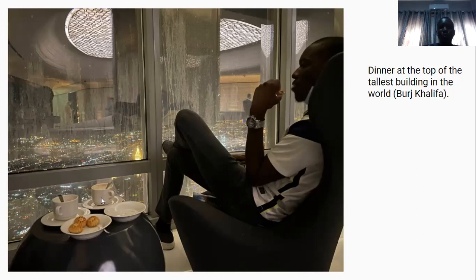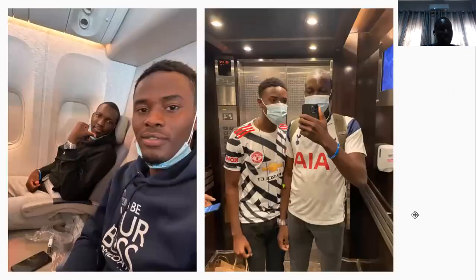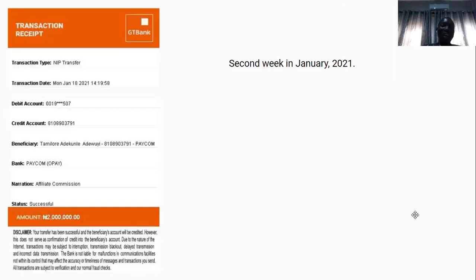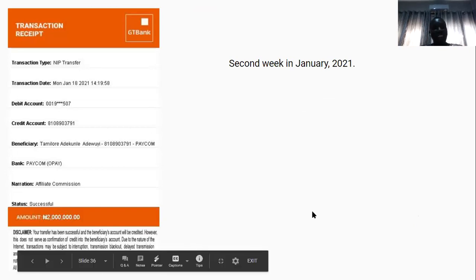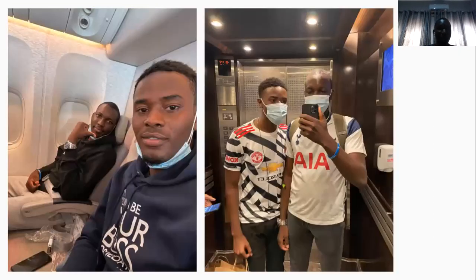So you would learn a whole lot, be able to visit places, and make good, decent money. I wish I could have so many pictures. See, making 2 million in a week, and I know there are more proofs. I want to show you more screenshots of earnings, but then I feel I shouldn't. Let me just leave it at that.